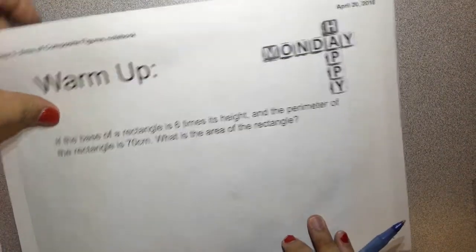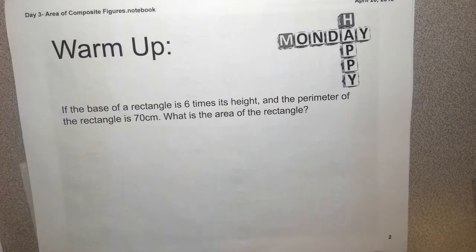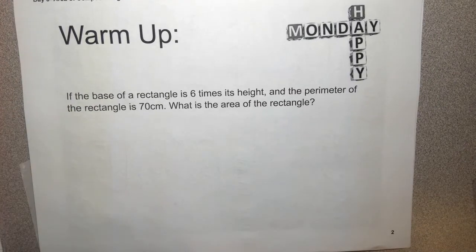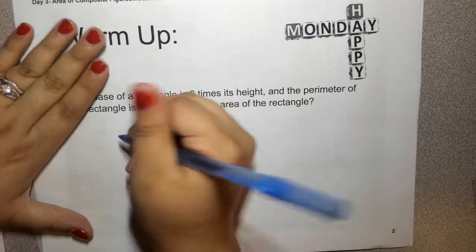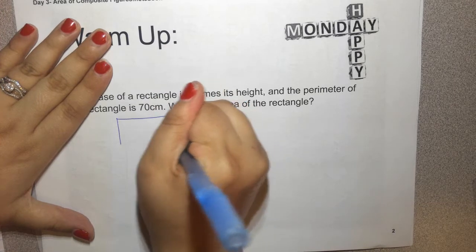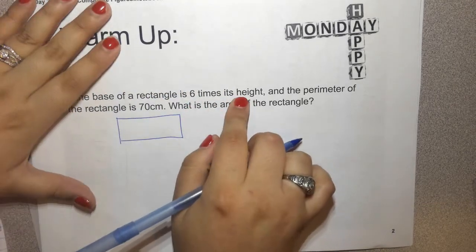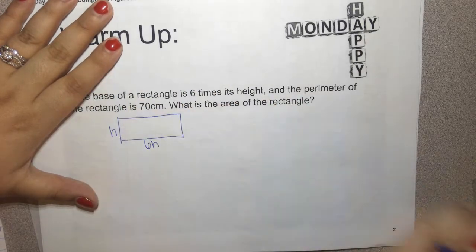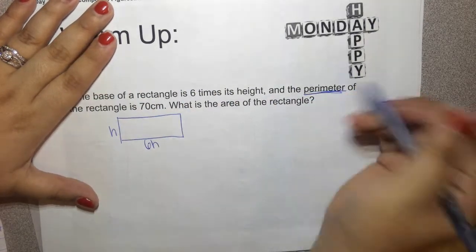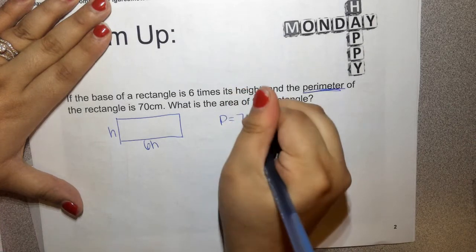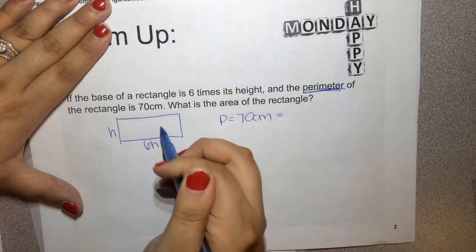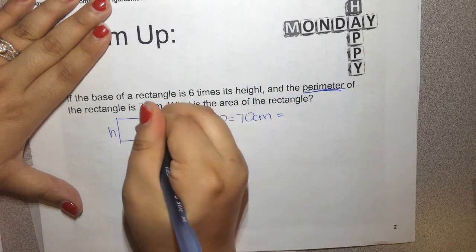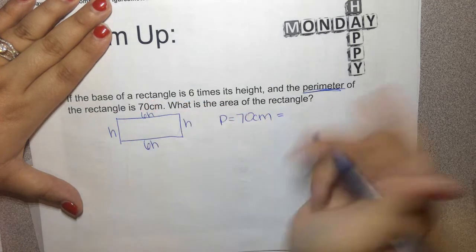Okay, so if the base of a rectangle is 6 times its height and the perimeter of the rectangle is 70 centimeters, what is the area? So if I have a rectangle, my base is 6 times my height, so 6 times h. My height we're just going to call h. If the perimeter is 70, well, how do I find perimeter? Add up all the sides. So this is 6h and this is h.